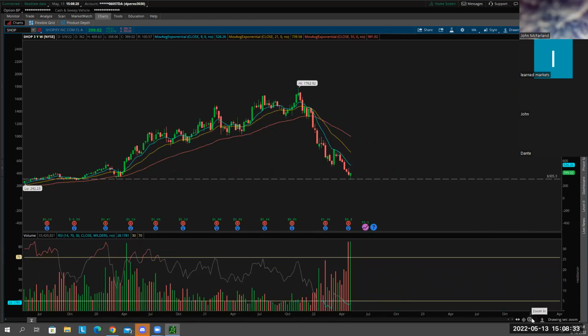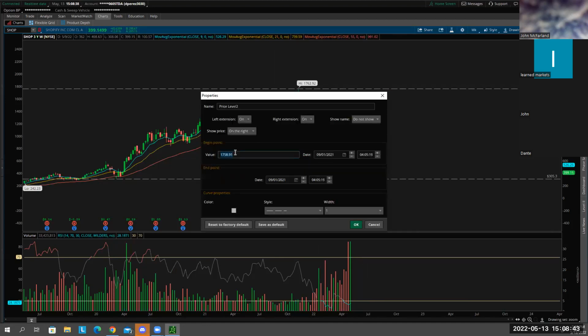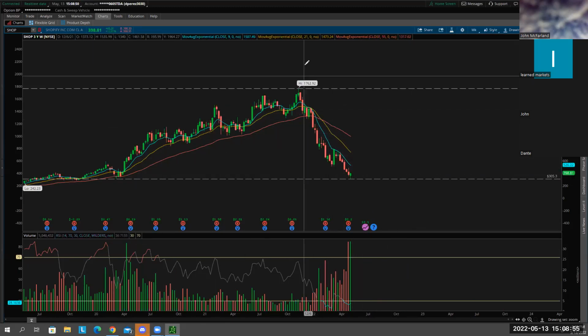All right, now you want to find the high. You already have the high because it tells you 1762.92. So you just tap it, right click, edit properties, 1762.92. That's it. That's how you find the exact number of the level. So now this is how you find the support and resistance. Now I like to do it like this, top to bottom.